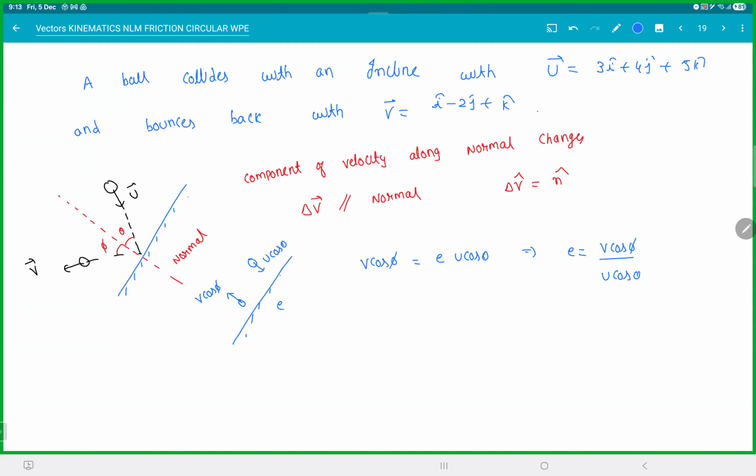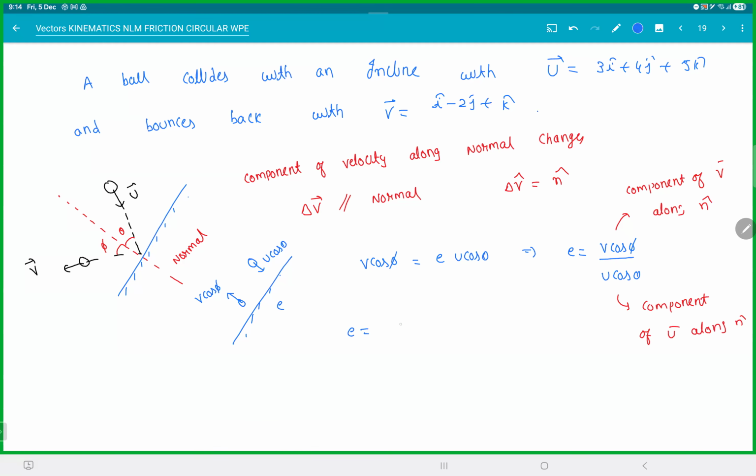But what is v cos phi? v cos phi is nothing but the velocity along the normal. This is the component of v bar along the normal. u cos theta is the component of u bar along n cap. Yeah, plus or minus sign, that's okay. And you know how to take components along a vector.